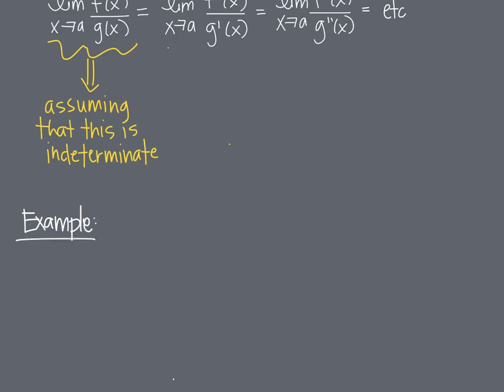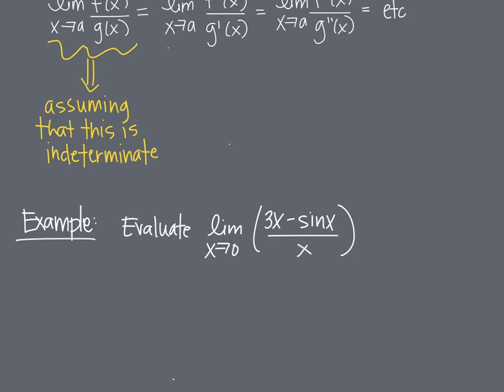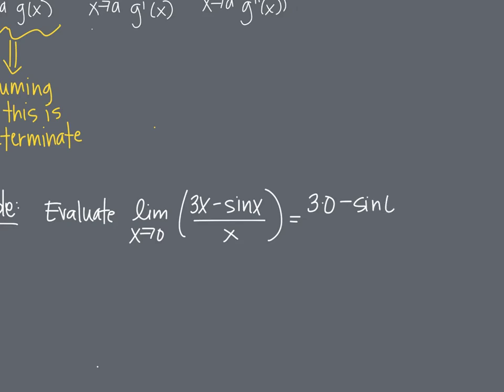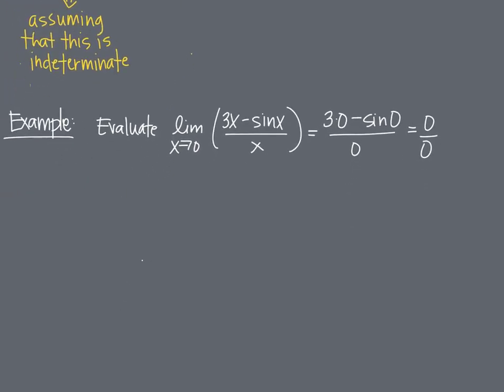Okay, so let's evaluate the limit as x approaches 0 of the function (3x minus sine of x) over x. You have to show that this would be an indeterminate problem. So 3 times 0 minus the sine of 0 over 0. That comes out to be 0 over 0. You have to explicitly come to the conclusion that it's indeterminate before you move on to L'Hôpital. That's one of the FRQ requirements. Okay, it's like using intermediate value theorem or mean value theorem. Like you have to state that it's continuous and differentiable before you can do it. You've got to state it's indeterminate before you move on.